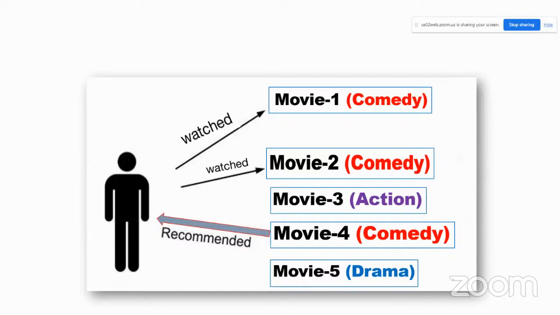I hope you understood the difference between collaborative filtering and content-based filtering. In collaborative filtering, we are looking for similarity between users. Here in content-based, we are looking for past activity or user profile.